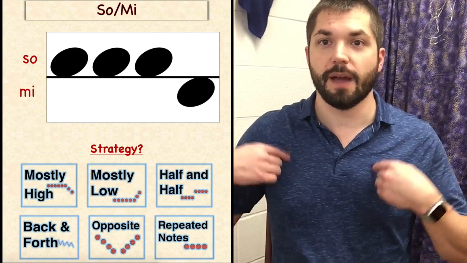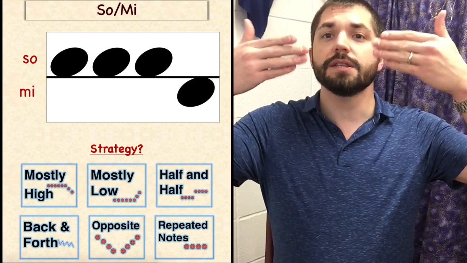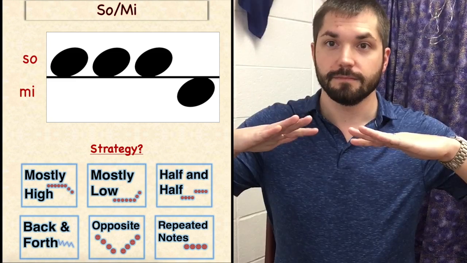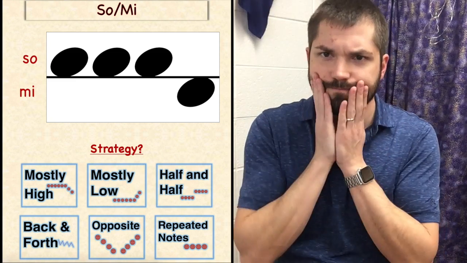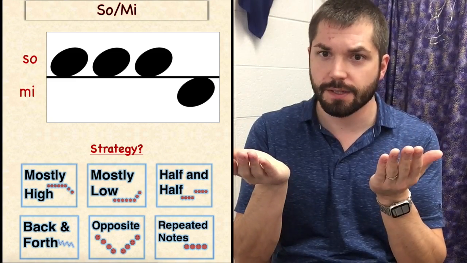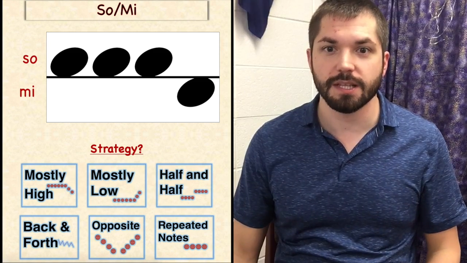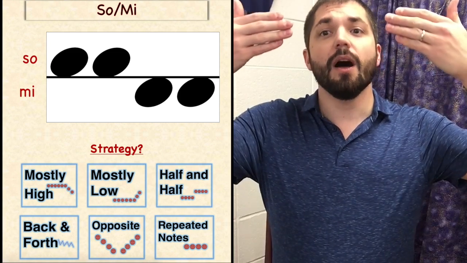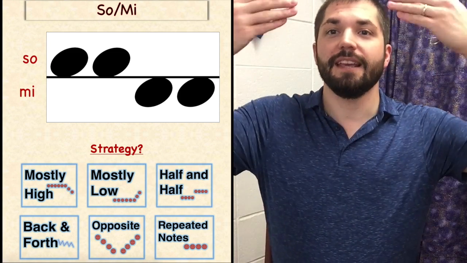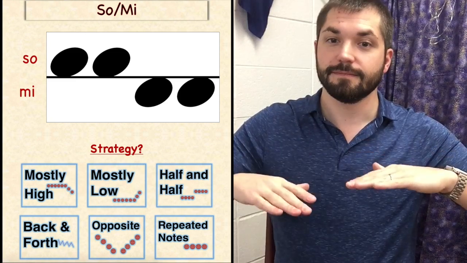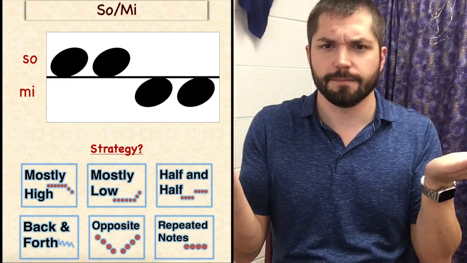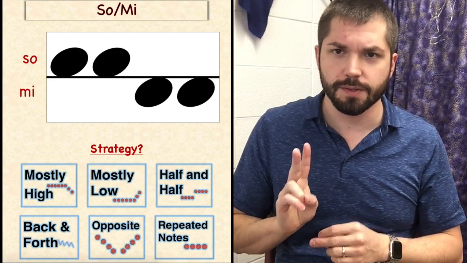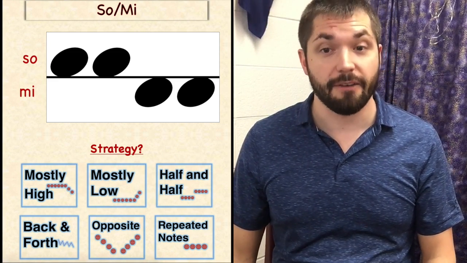How about this one? My turn, your turn. So, so, so, mi. Okay, what strategy is that one? Well, there's three high ones and one low one, so that has to be mostly high. Did you catch that? Okay, how about so, so, mi, mi. What's this strategy? Well, if I look at it, the first two are high and the second two are low, so that would be half and half.